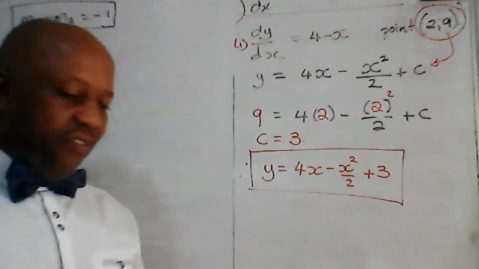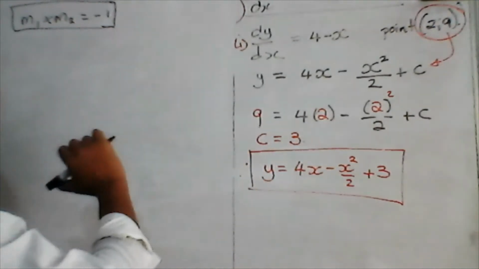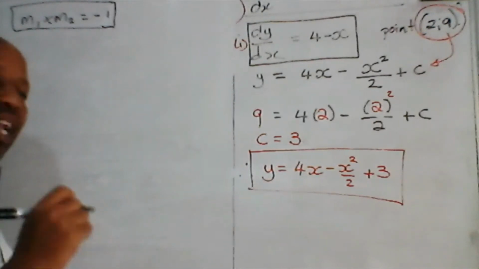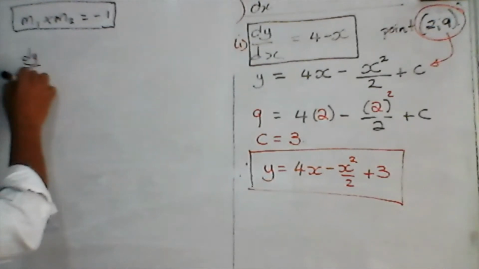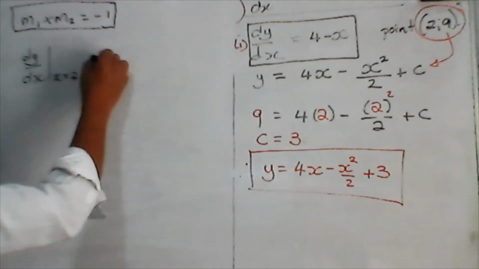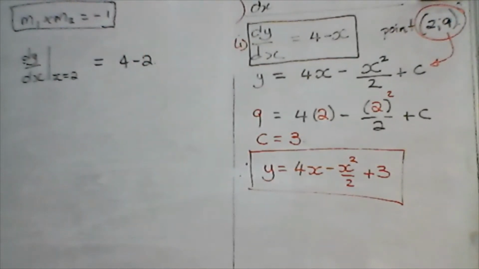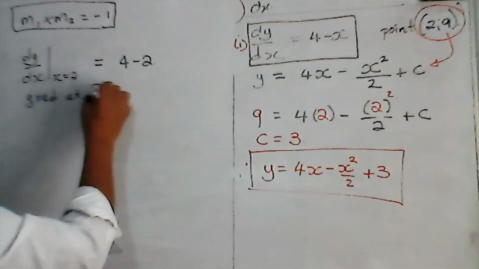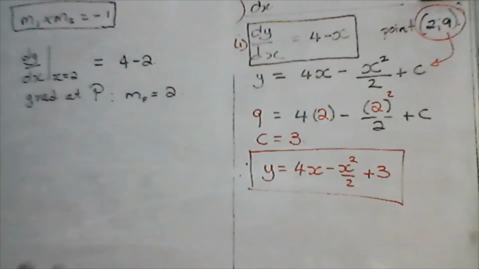The general gradient of the curve at the point P, let's find that first. We are given this, that's the derivative. Now the general gradient of the curve at the point P, dy/dx, which is the gradient at the point P. At P, x is equal to 2. That's going to be equal to 4 minus, substitute your x as 2 there. So the gradient at P, therefore grad at P, in other words, m at P is equal to positive 2.